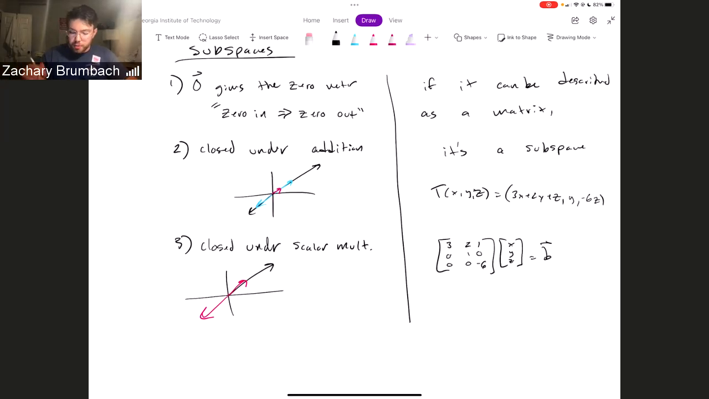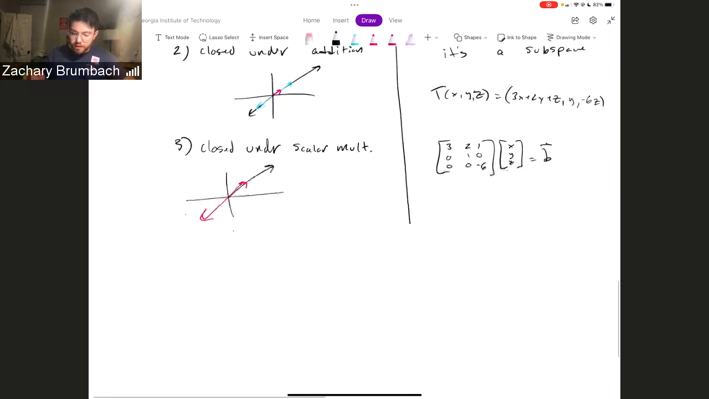What can you not describe as a matrix? In some cases, they'll give you a transformation like xy equals xy greater than or equal to 0, or something like that. Or the absolute value of x, you can't describe in a matrix, right? That's how you can kind of think about that.